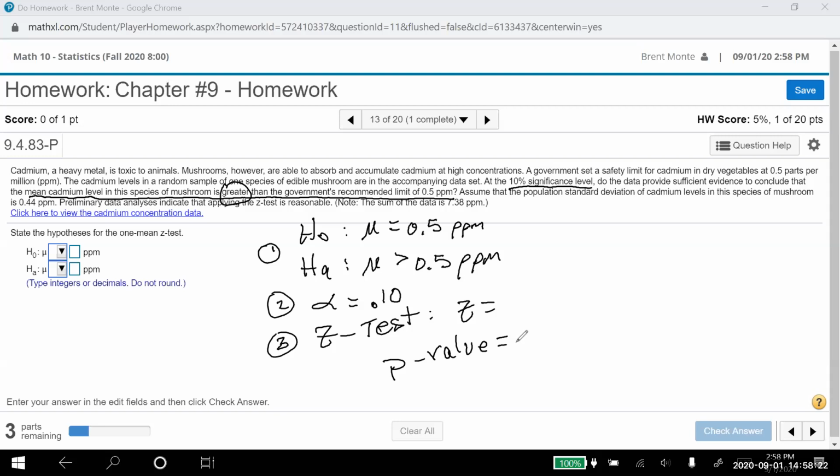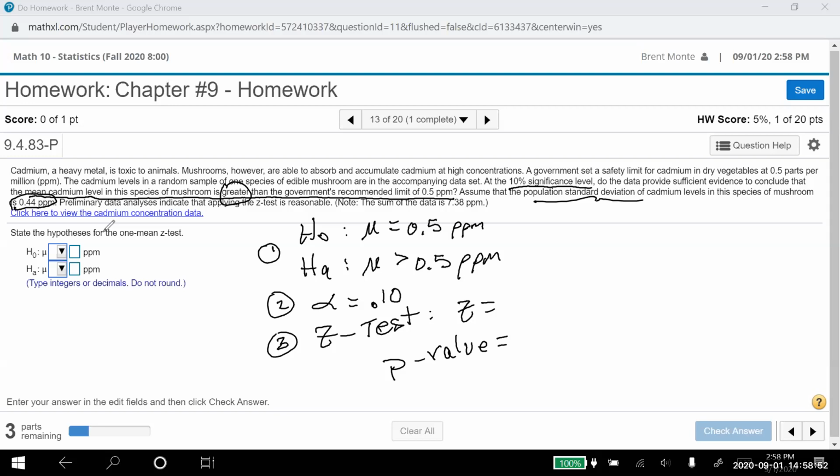All right, so let's see. What do I need here? A couple things I need. I know the 0.5, that was my null hypothesis. And sigma was 0.44. Notice they gave me here, that was my population standard deviation. Okay, so we know that. So we have those values, so I can put those in.